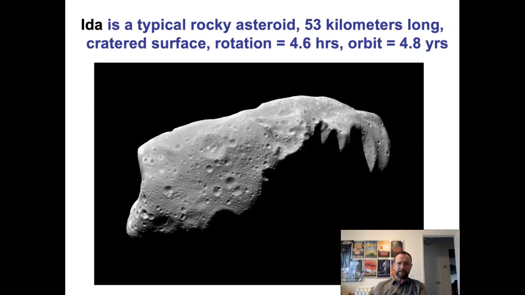Here's what a typical asteroid looks like. This is asteroid Ida, taken from up close a few years ago. Lumpy, irregular, about 53 kilometers in length. So, 50 kilometers. That's a big mountain, essentially. Just a giant rock orbiting around the sun.